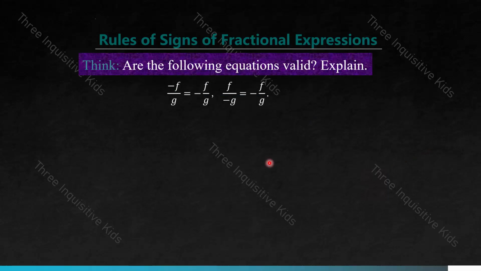Now we are moving on to our next chapter, rules of signs of fractional expressions. Are the following equations valid? Explain why or why not. So as we can see, we have negative f over g is equal to negative f over g. And we also have f over negative g, and that is equal to negative f over g. So are these true? And if they are, why? If they are not, why not?